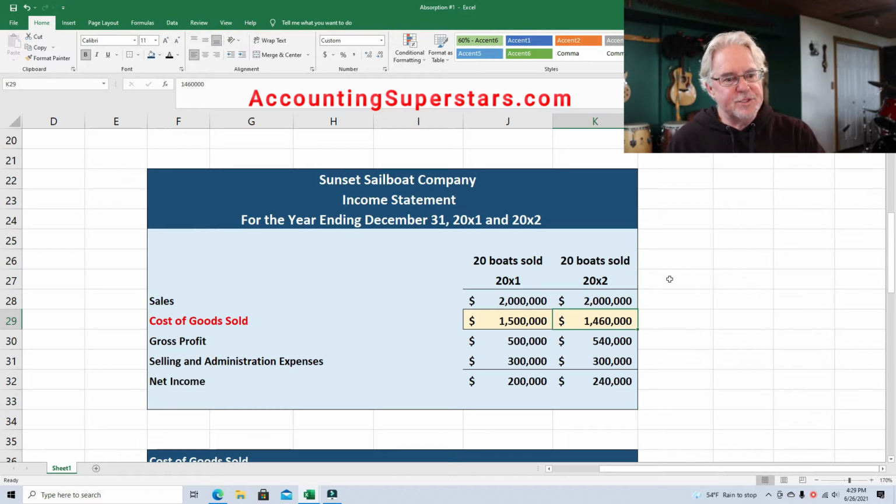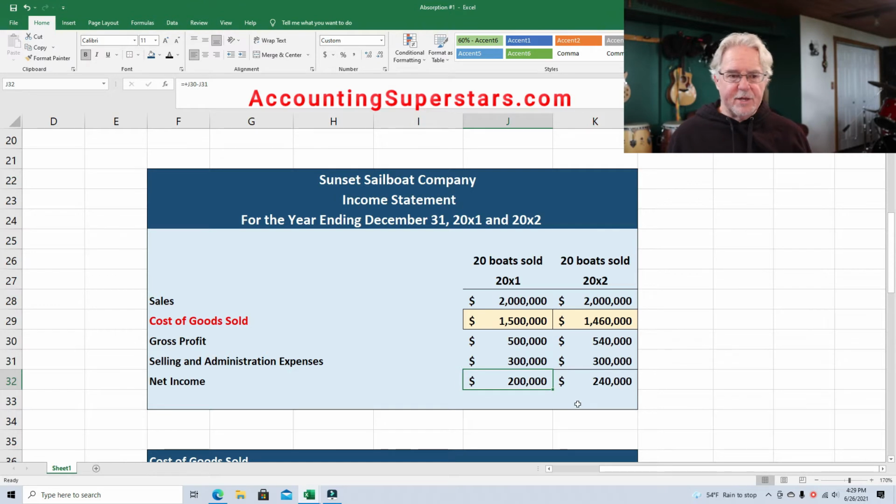Look at this. In 2002, our profit is $240,000, and in 2001, it was only $200,000. And they'd have a hard time explaining it. Well, why? Why did they do better? Because sales were identical and selling and administrative expenses were identical. It's just cost of goods sold that was different.